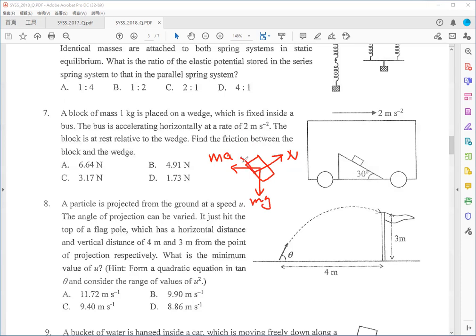Now, if you consider the frame of the car, then the object is at rest relative to the car. So the object is at rest right now. Then you may find the value of the friction. So I'll just give you 2 minutes. I think that should be enough. What I get is C.